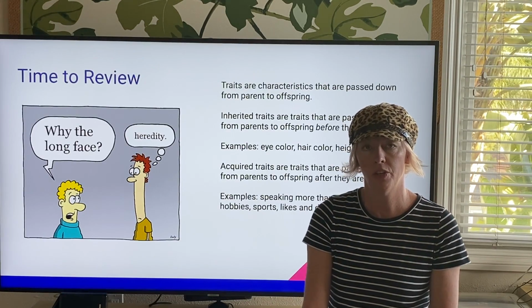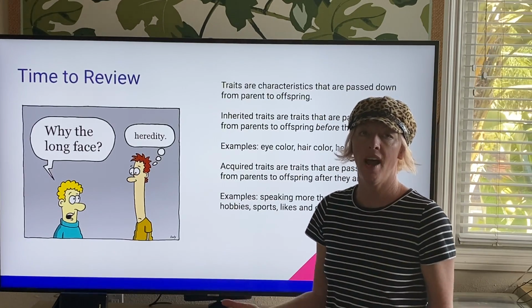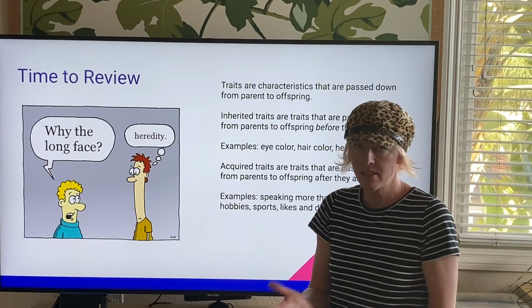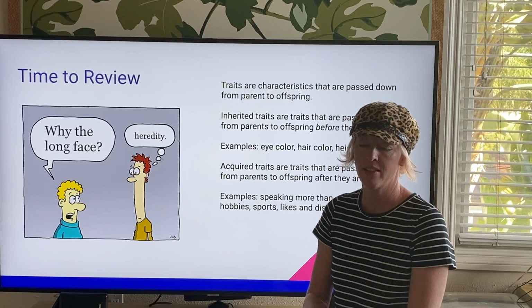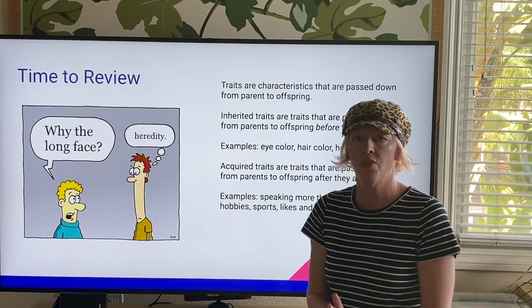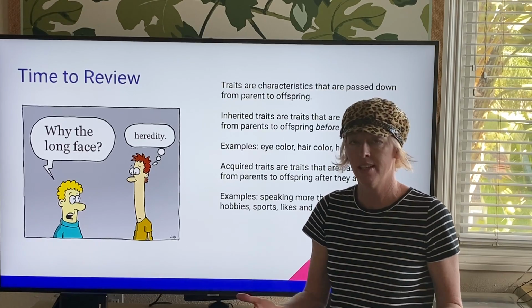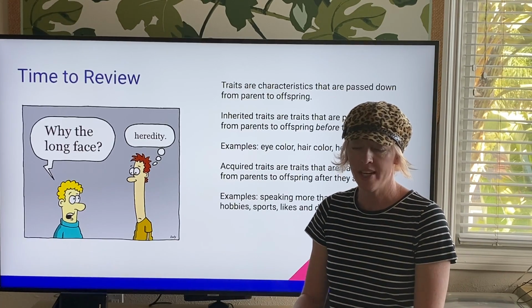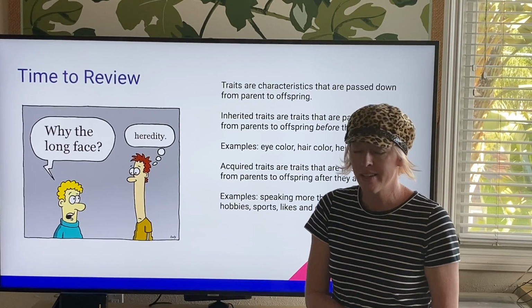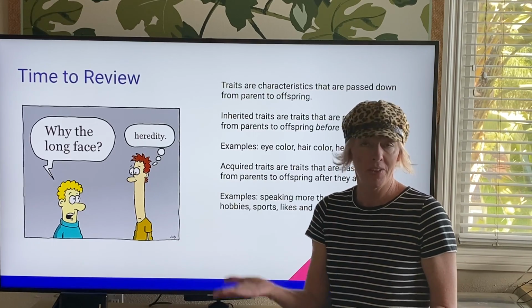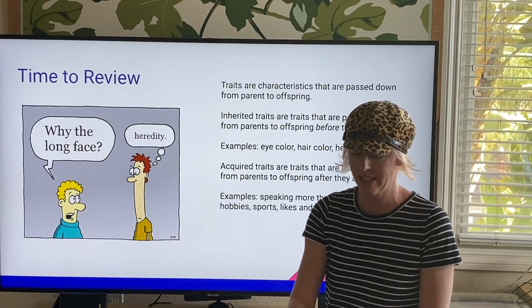And then just a little review. Traits are characteristics that are passed down from parent to offspring. Remember that offspring is a fancy science word that basically means the children. Inherited traits are traits that are passed down from parents to offspring before they are born. So these are things that you are born with, like eye color, hair color, height, freckles, things like that. Acquired traits are traits that are passed down from parents to offspring after they are born. Examples of this would be speaking a different language, speaking more than one language, hobbies that you might have, sports, or just simple likes and dislikes.